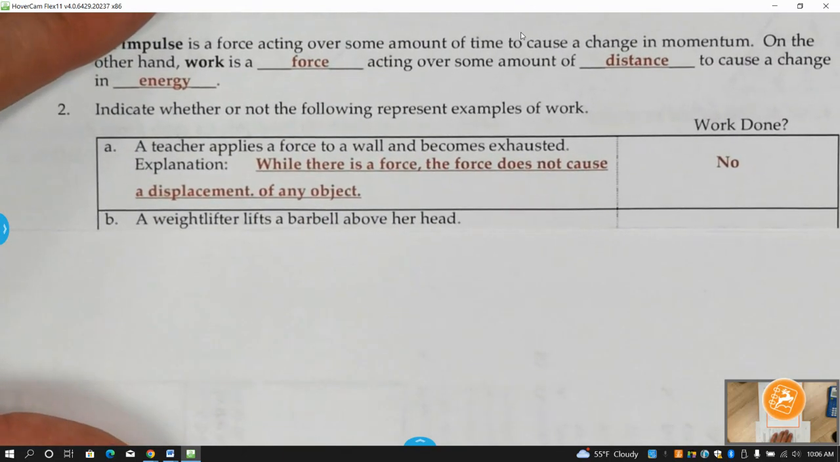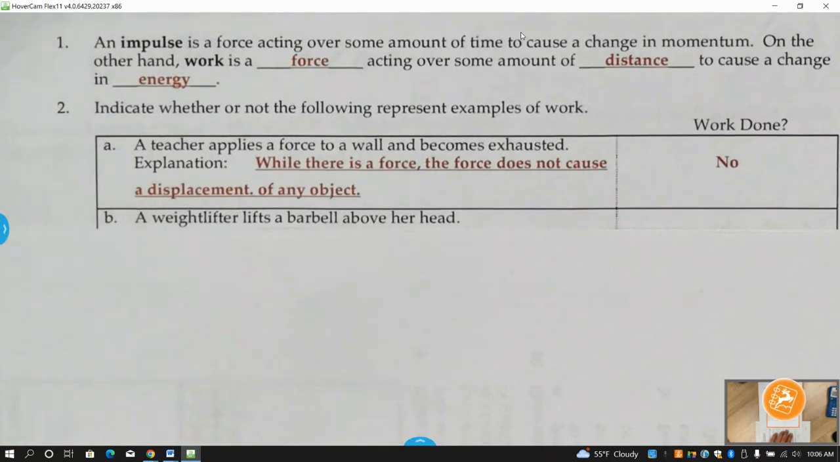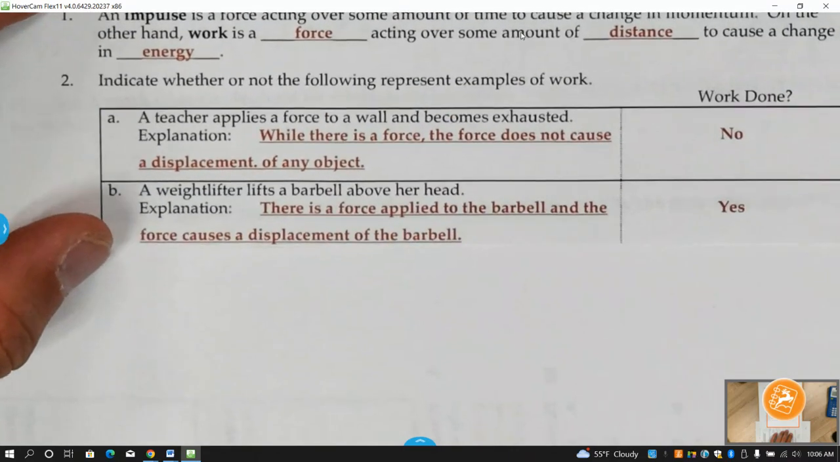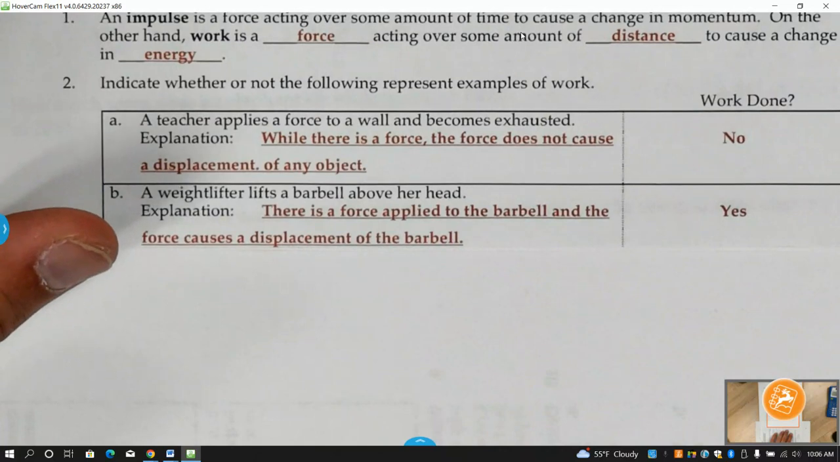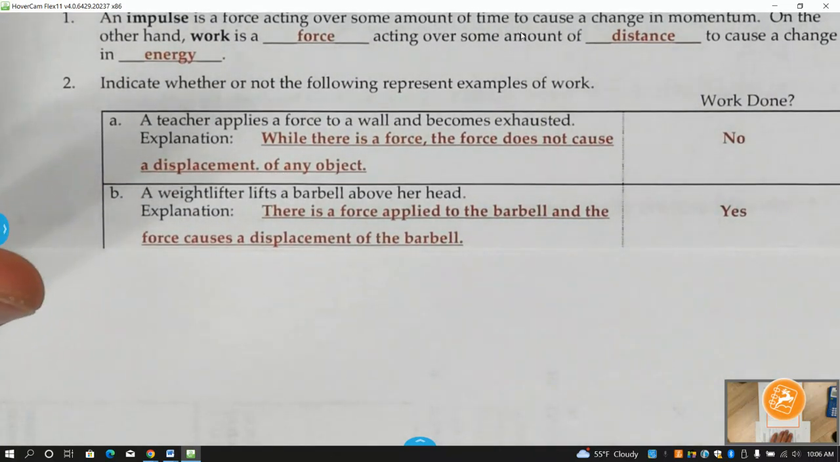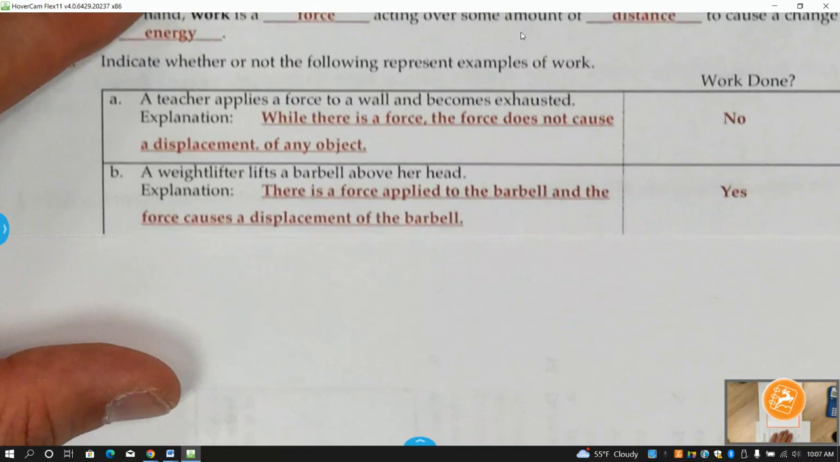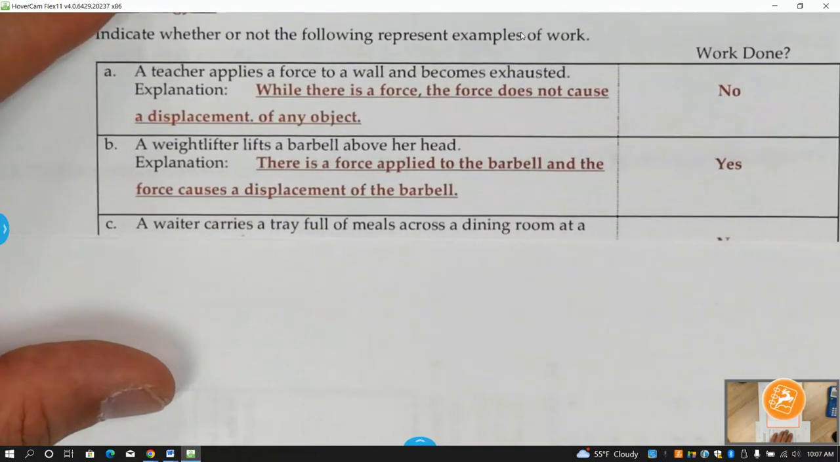Okay, a weightlifter lifts a barbell over his head like a shoulder press. Is work being done like that? Yes. Why? The force causes displacement in the same direction. All right. Force causes displacement in the same direction. C.